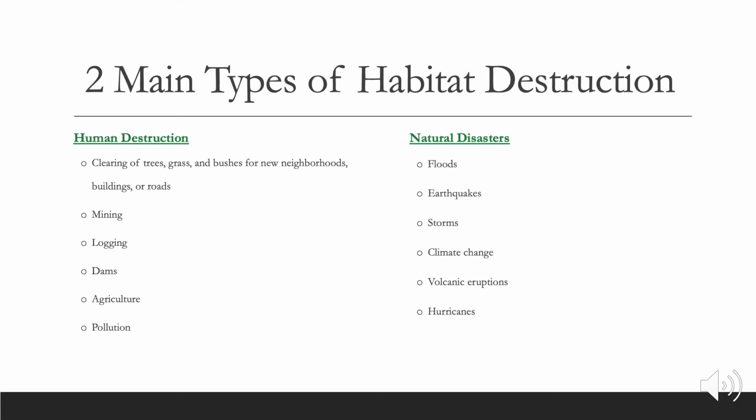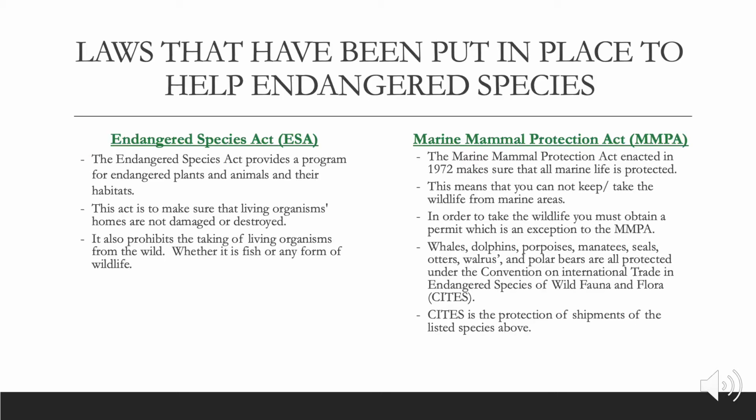An example of this is the most recent Australian fires. This harmed a lot of trees, which used to be homes to living organisms. Then there was an earthquake that just happened in Russia, which then caused a tsunami. As you can imagine, this destroyed lots of homes as well. All the things that I've listed, from human destruction to natural disasters, all damage or destroy the homes of living organisms. I will now discuss the laws that have been put into place to help endangered species.